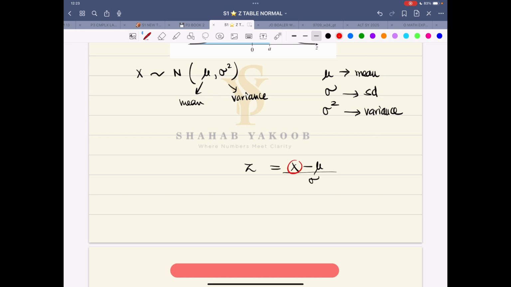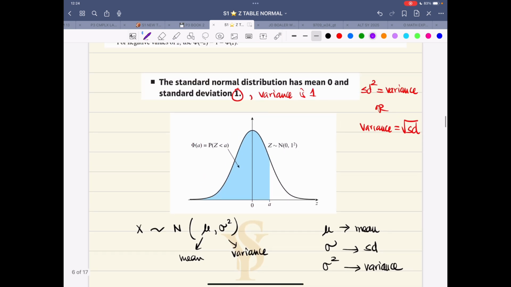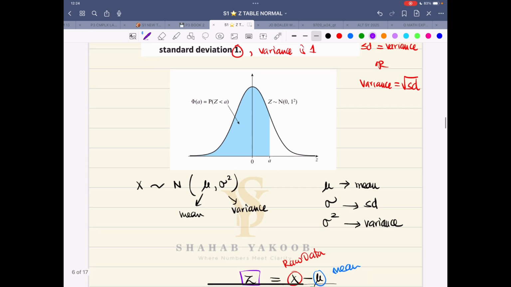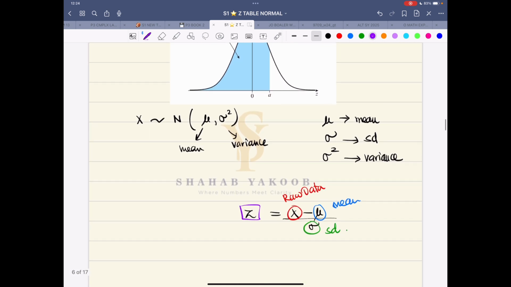Whatever is the raw data, we have to standardize it. How can we standardize it? Subtract the mean and then divide by what? Divide by the standard deviation. That is how we obtain the value of z. But now this is far-fetched. Right now we are focusing on reading the table.